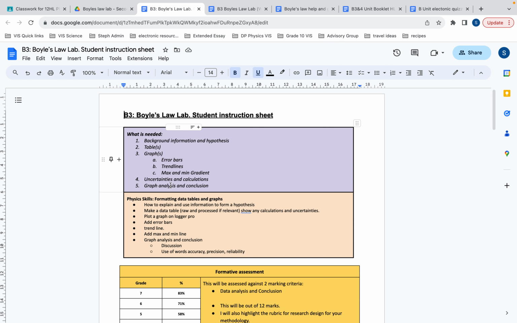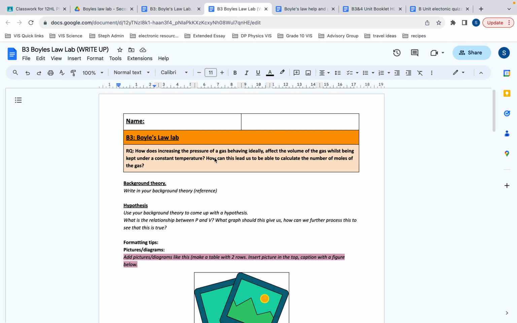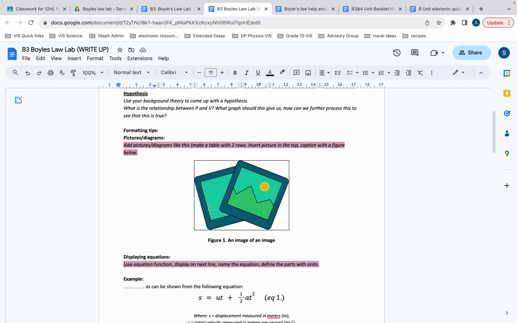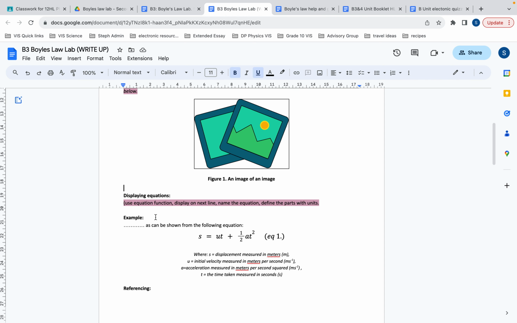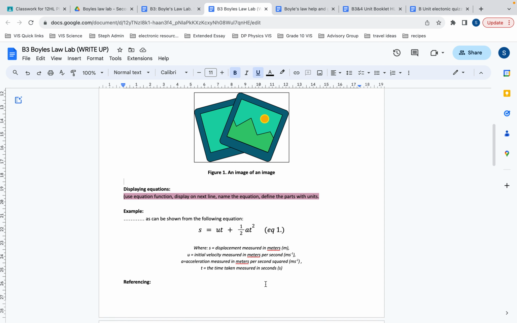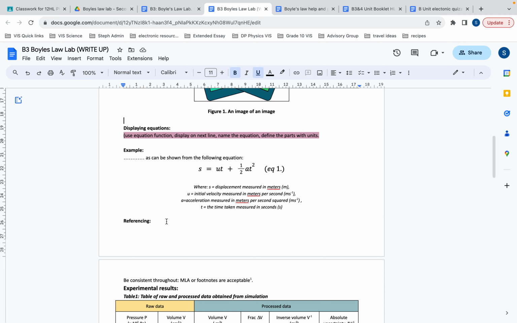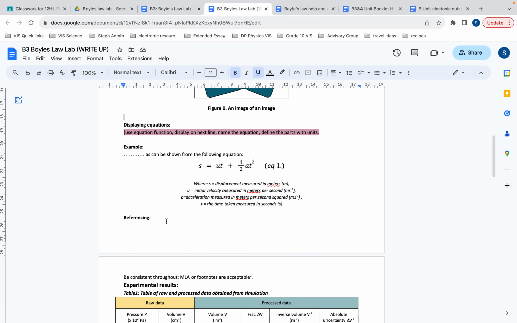We're also then going to look at a little bit of graph analysis and conclusion, referring back to that research question. Okay, so just to go back into here, remember I've given you this write-up sheet with things like putting your pictures in, so a little text box here to show you how to do it. Also, we're using equations, making sure you use that equation function and add them in nice and neatly, where you define the parts of the equation below as well with your units. Please make sure as well of any referencing you are doing. Personally, I always use MLA, but you can also use footnoting within this.